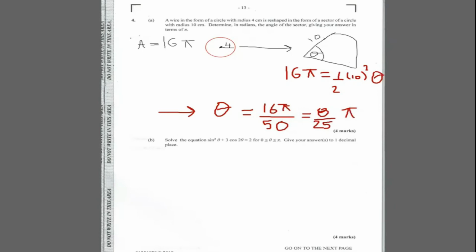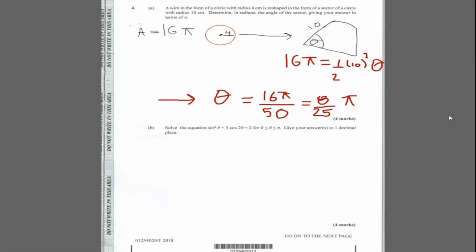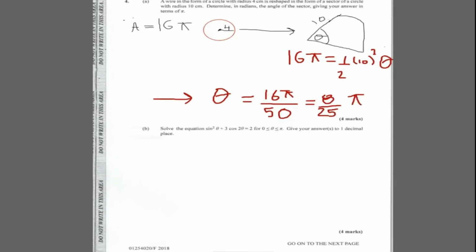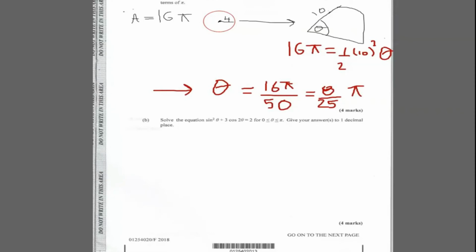Nice and easy. Now it says, solve the equation sine square theta plus 3 cos 2 theta is equal to 2. And it says, give your answer correct to 1 decimal place.